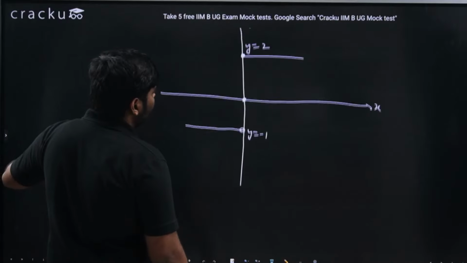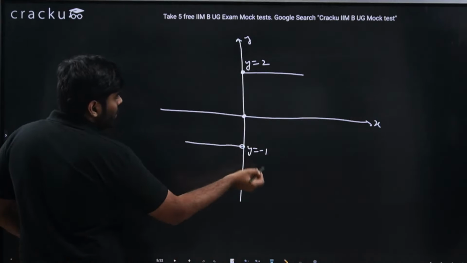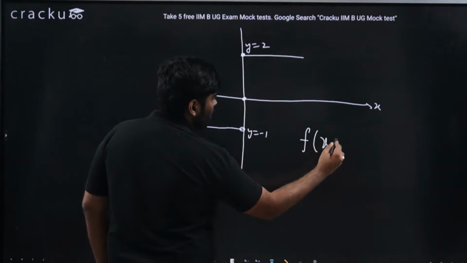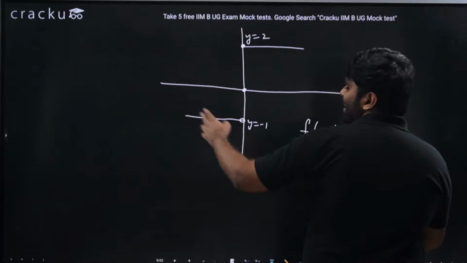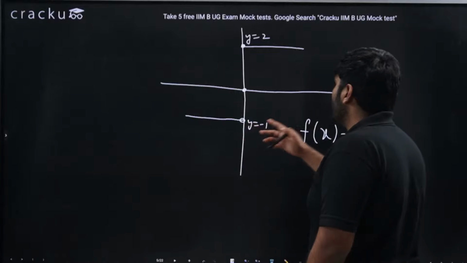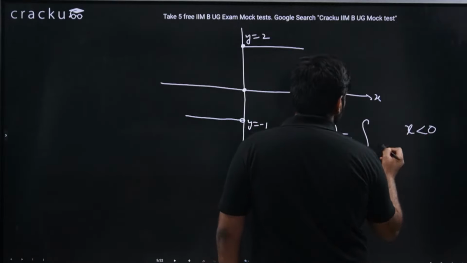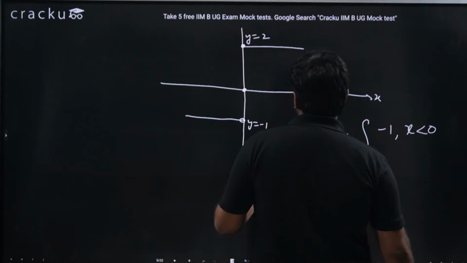This graph implies that for any x value which is negative, the y value is -1. How to represent this function: f of x is equal to -1 if x is less than 0, since for any x less than 0, the y value is -1.